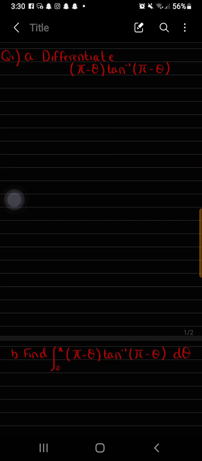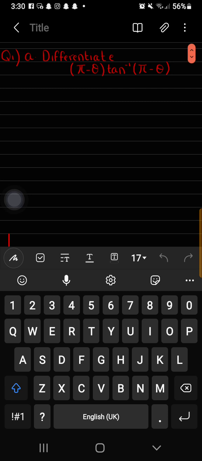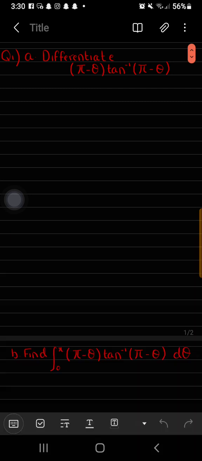We are going to do differentiation and integration, after looking at the trigonometric identities and properties of differentiation and integration. Here we have to differentiate a function which is (pi minus theta) in a bracket multiplied with tan inverse (pi minus theta). It is a bit simple differentiation, there is nothing complex.